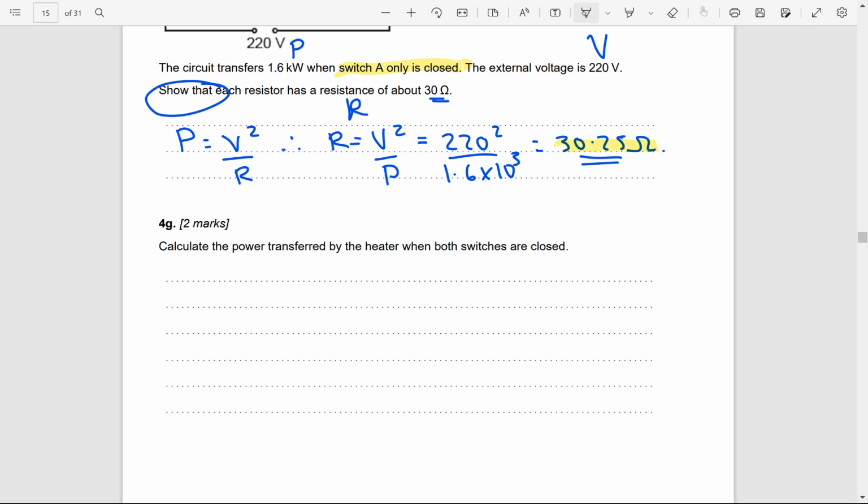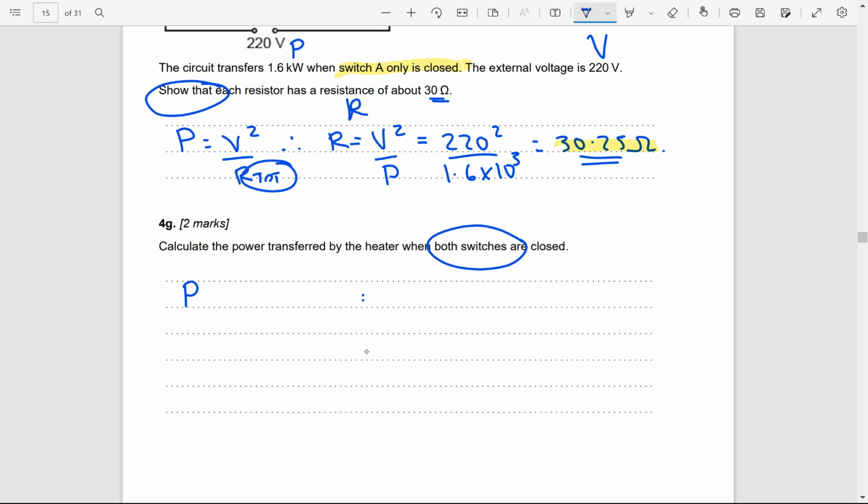However, for 4G, it's almost the same calculation. However, we've got both switches. Okay, so we need to work out, now we know that each resistor is about 30 ohms, what the total resistance is. So if I add to the working for 4F the letters TOT, as in total, that's the total resistance in the circuit.